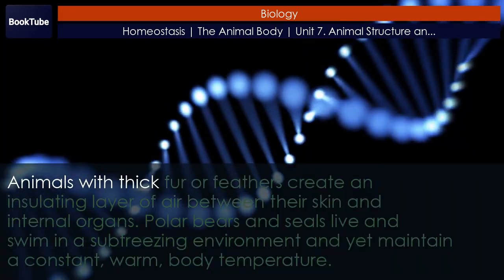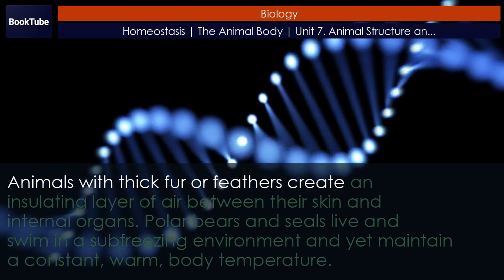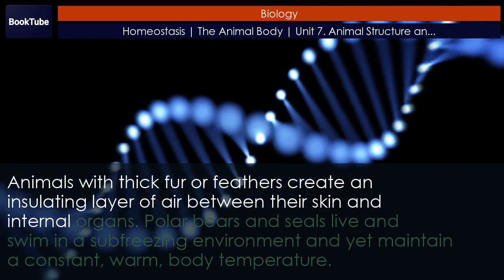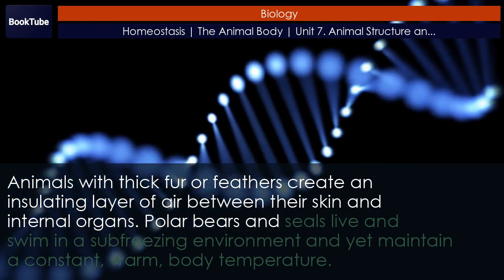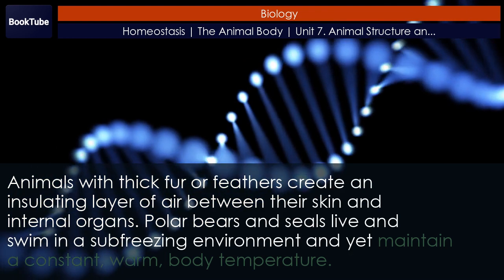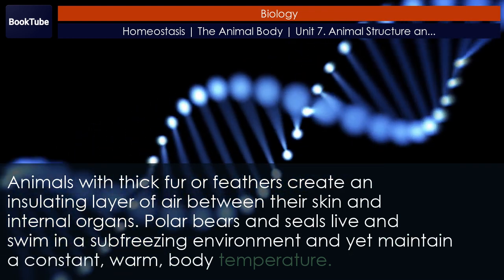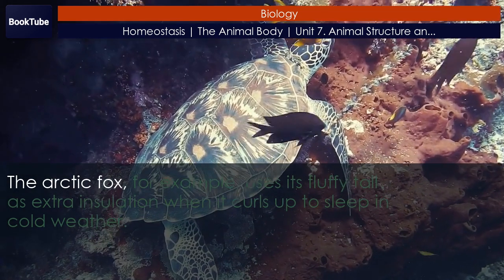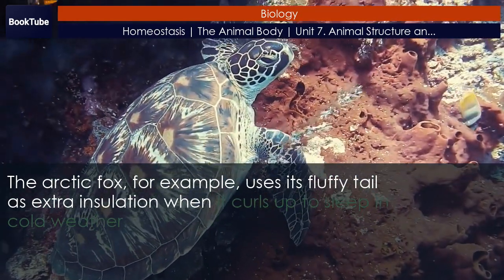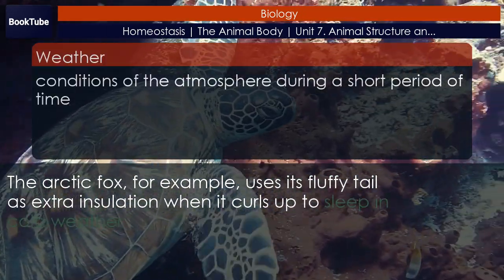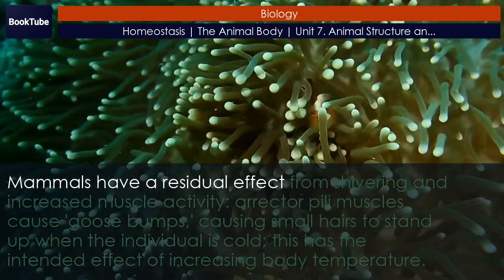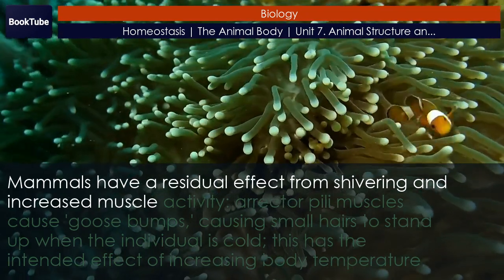Animals with thick fur or feathers create an insulating layer of air between their skin and internal organs. Polar bears and seals live and swim in a subfreezing environment and yet maintain a constant, warm body temperature. The Arctic fox, for example, uses its fluffy tail as extra insulation when it curls up to sleep in cold weather. Mammals have a residual effect from shivering and increased muscle activity.